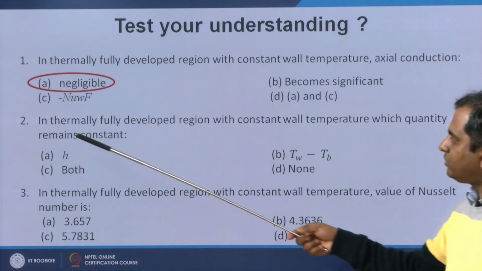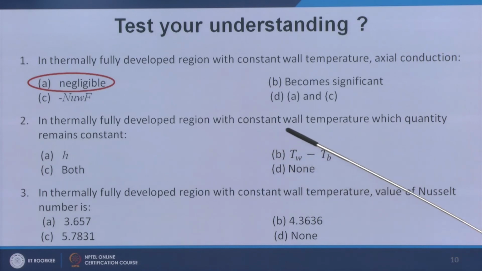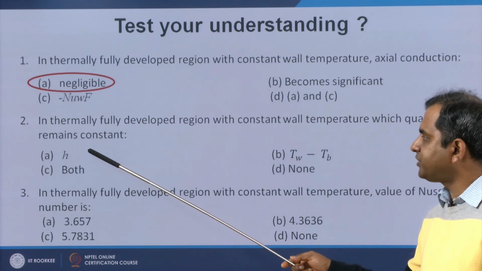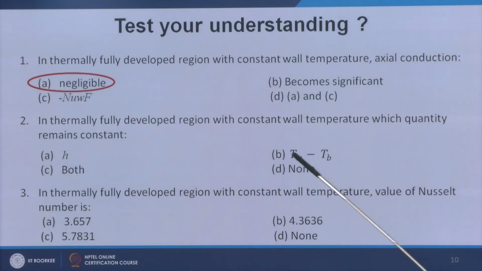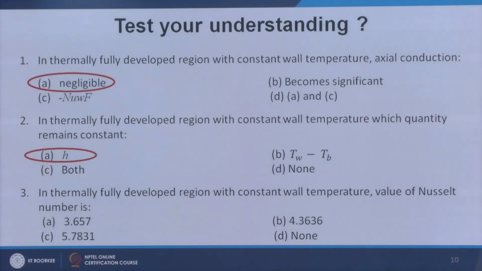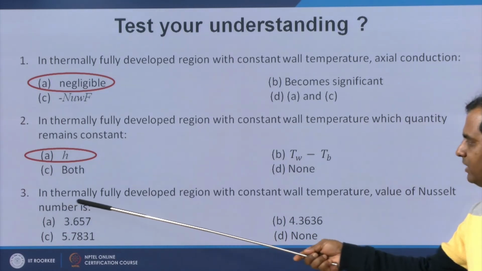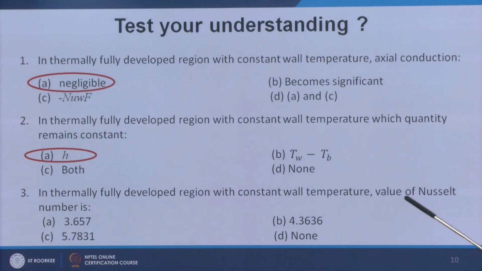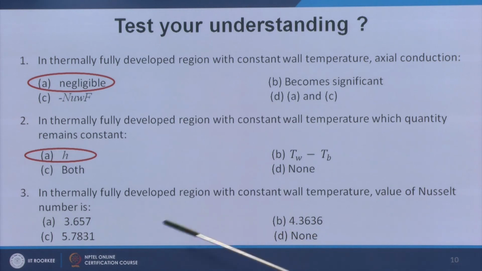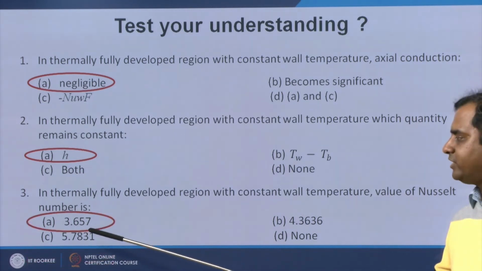The second question: in the thermally fully developed region with constant wall temperature, which quantity remains constant? We have 4 options: h, Tw minus Tb, both, or none. Obviously the correct answer is that only h remains constant. The last question: in the thermally fully developed region with constant wall temperature, the value of Nusselt number is 3.657, 4.3636, 5.7831, and D is none. In the last slide we derived that, so the value is 3.657.